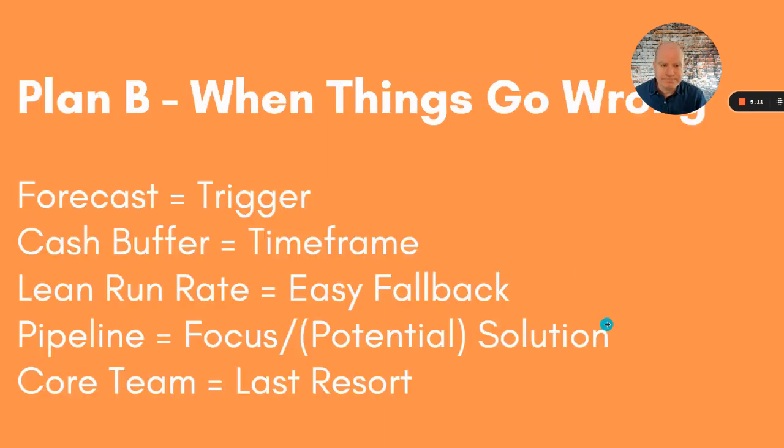So plan B, when things go wrong: forecast is a trigger. You've got to have a forecast into the next quarter. Cash buffer gives you a time frame, gives you time to think, time to plan. Lean run rate is an easy fallback to make sure that we reduce the discretionary costs down in terms of resource, freelancers, and overheads. Pipeline could be the solution, has to be the focus, and the core team is the last resort, because we don't want to lose people. We don't want to reduce our capacity for hopefully when the pipeline comes through, and then we'll have nobody to do it. So there's a lot to juggle there.